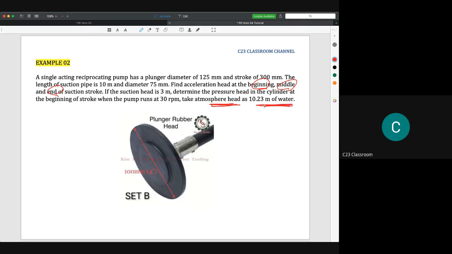I think you already know about this. Previously, you know that P atm is equal to 101.325 kilopascal. If you convert it into rho water g h, you will find h is around 10.23 meters. I hope you still remember this calculation to represent the atmospheric pressure in terms of height of water.